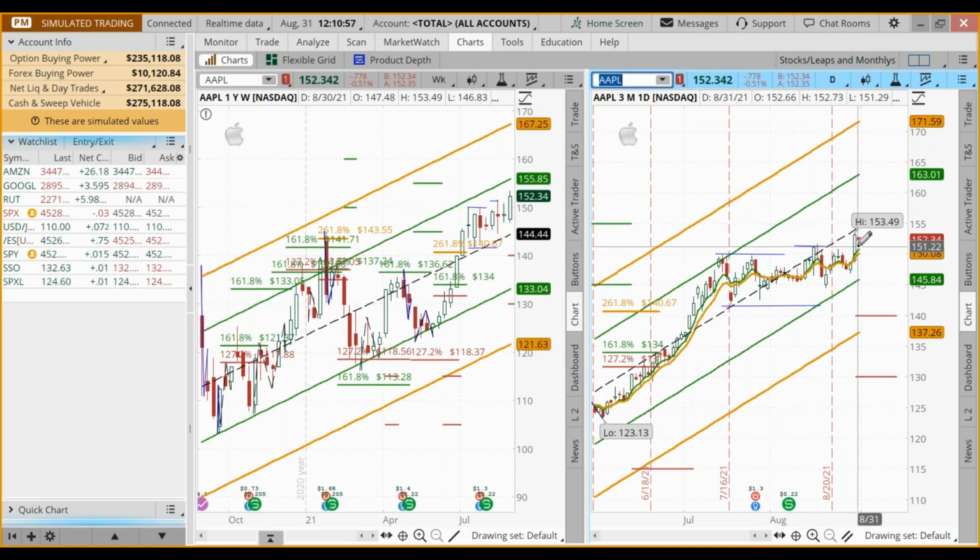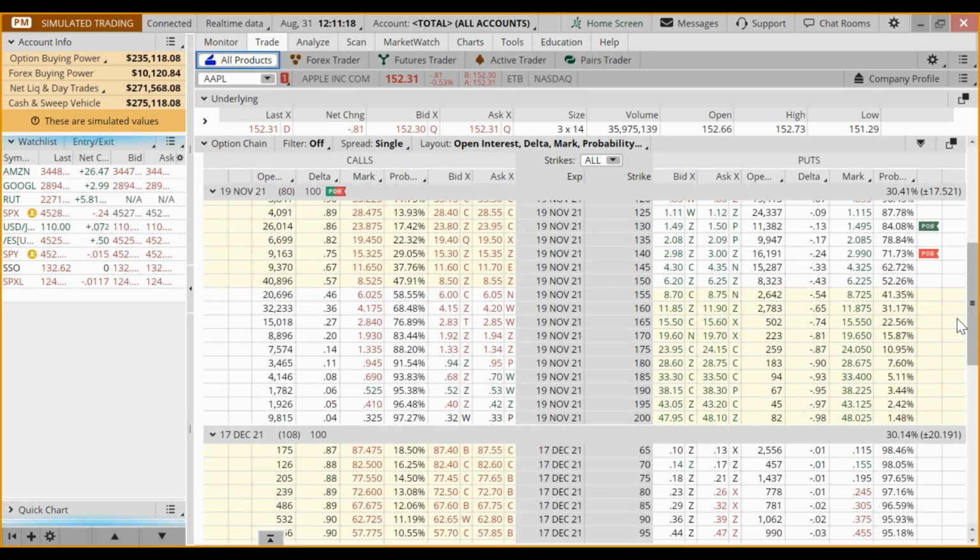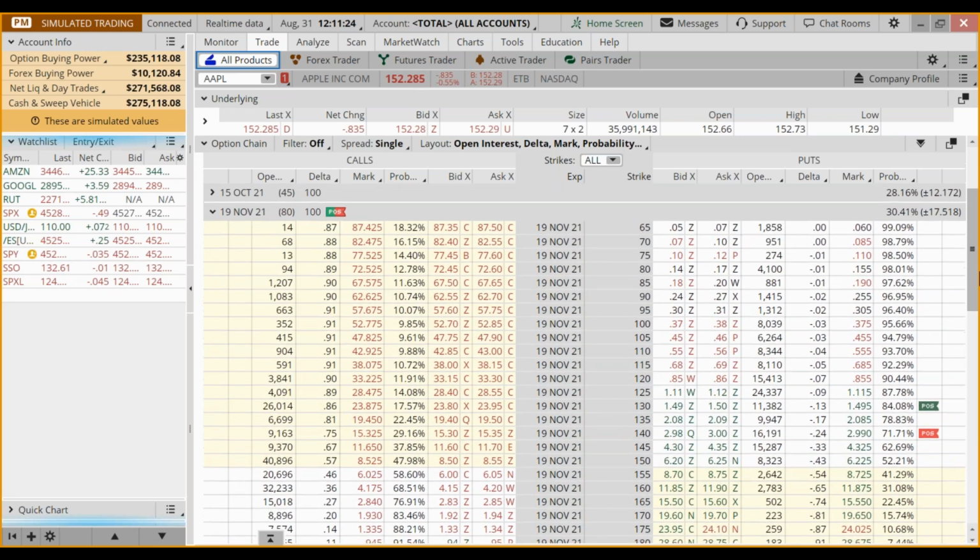Apple made a measured move right here, okay? And I sent out a text and email alert to get into Apple. And how did I decide which one to do? Okay, you come over here to the trade tab. And I want to go out about 100 days until expiration for this leap. Well, I could have gone to the December, but I decided to go with the November.